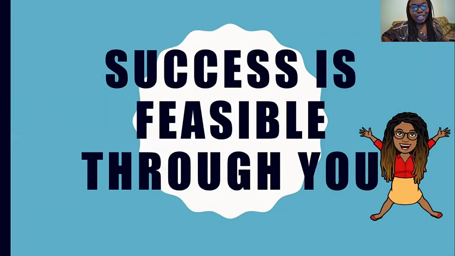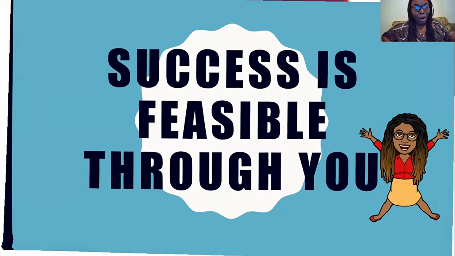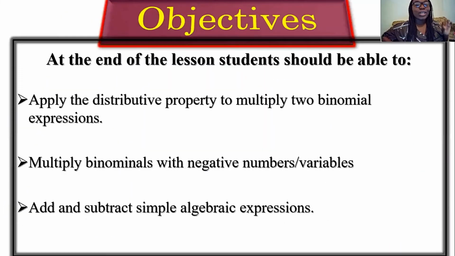As I always tell you, start off with motivating yourself, and this is a motto that I have created since I was in high school, and it says success is feasible through you. And this is basically saying success is able to be done through you. You can achieve whatever you want to achieve. But guess what? You got to put in the work. All right. So with that being said, let's look at our objectives for today's lesson.